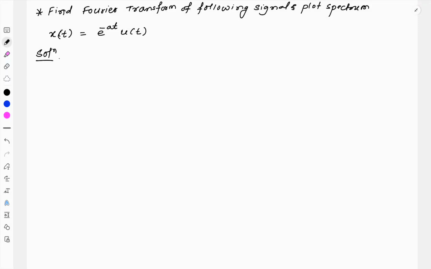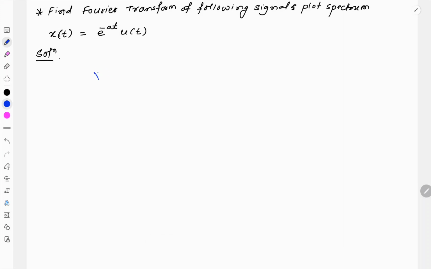In this video, we are going to solve examples on Fourier transform and plot the spectrum for Fourier transform. To solve this example, first we have to write the equation for Fourier transform.